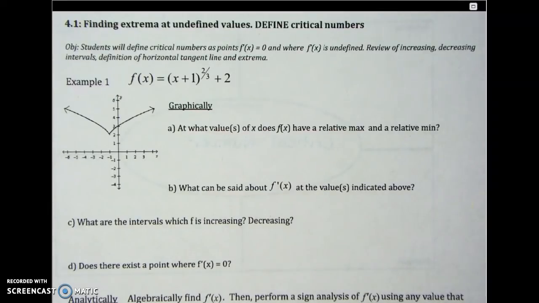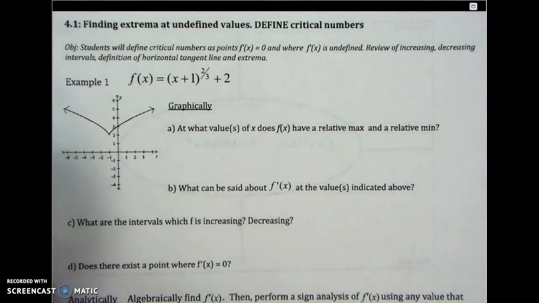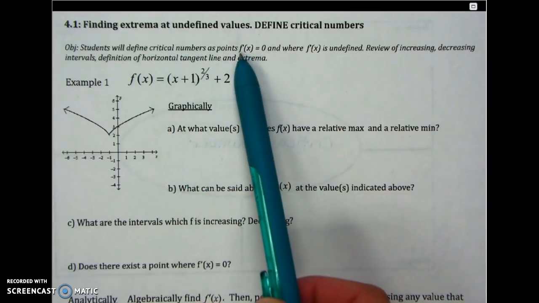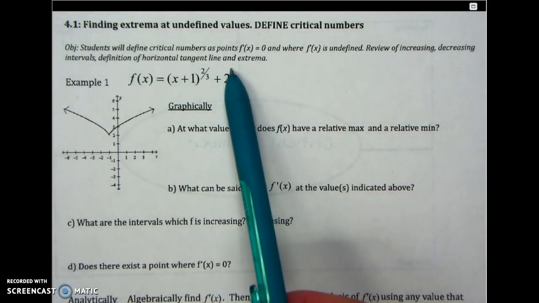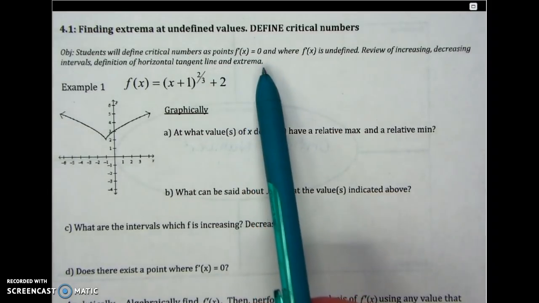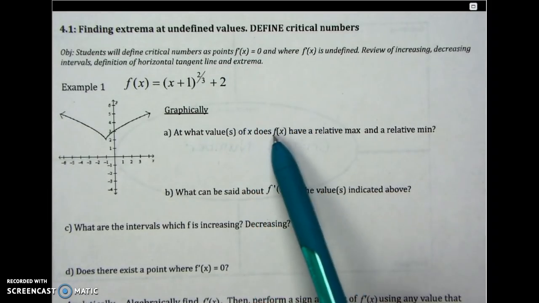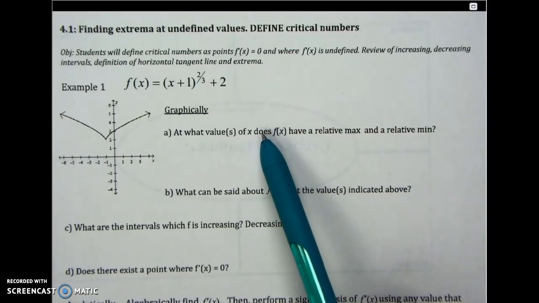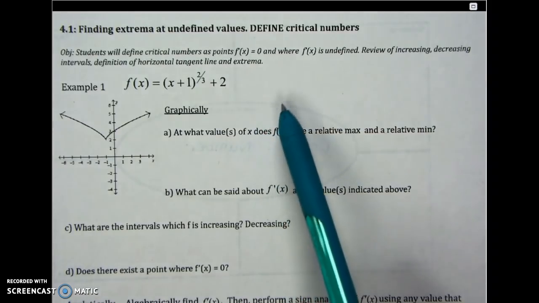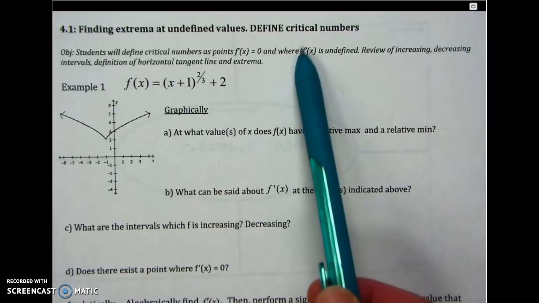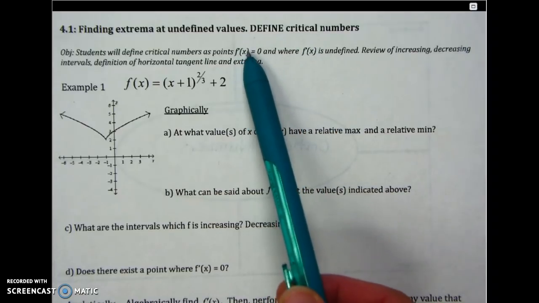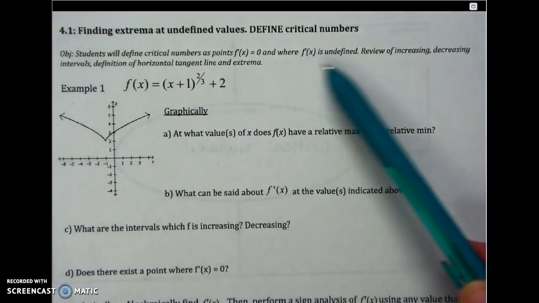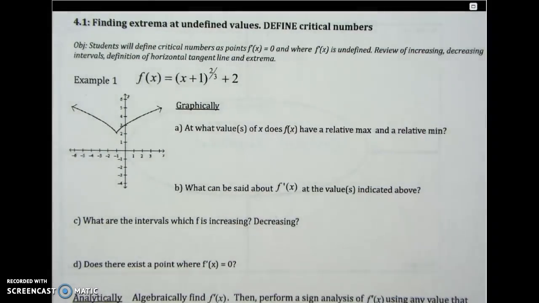So this is 4.1, and what we're going to do today to start our Unit 4, woohoo, is redefine critical numbers, okay? All we played with in Unit 2 was that the first derivative is equal to 0, but then in Unit 3 we talked about where a function is undefined, not differentiable. So, surprise, a critical number is actually where the derivative equals 0 and where the derivative is undefined. And then we'll review increasing, decreasing, and max and mins and things like that.